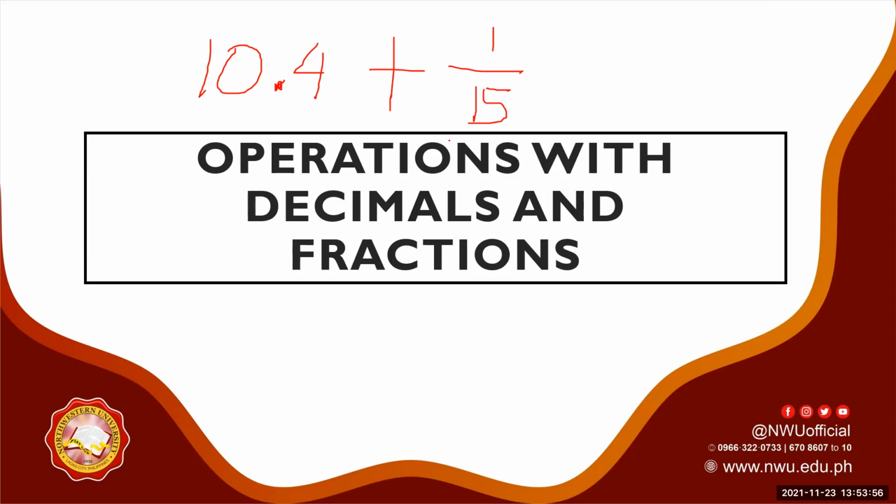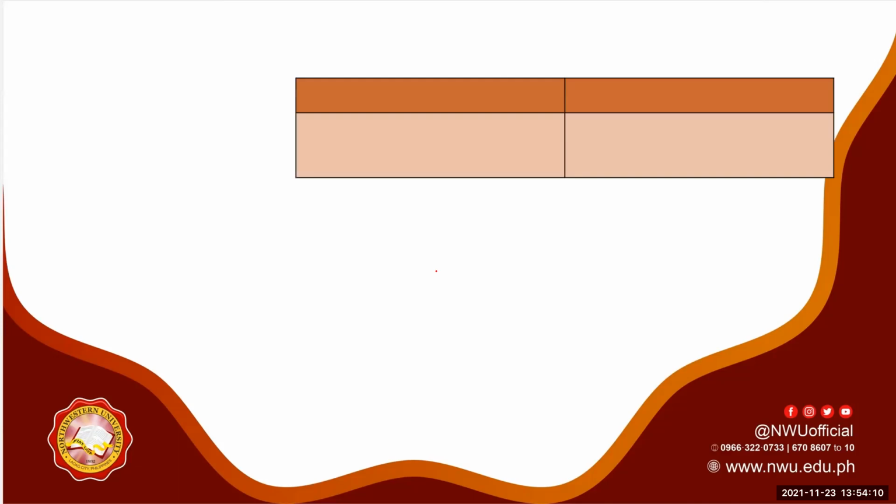You get confused and don't know how to answer it. So that's the reason why I am going to discuss how you are going to deal with such a situation. There are two possible ways you can do that. The first of the two ways is to write them into fraction form. The other is to write them in decimal form.